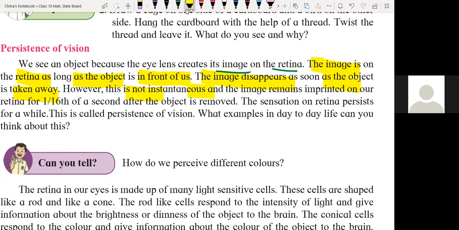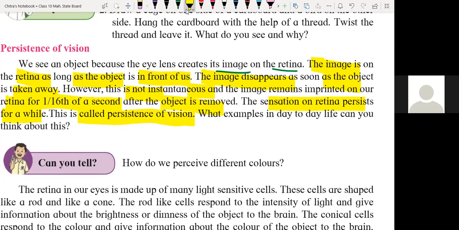जैसे हमने हटाया और इमेज भी रिमूव हो गया, ऐसा नहीं होता. The image remains there for about 1/16th part of a second after removing the object from in front of our retina. The sensation on the retina persists for about 1/16th part of a second after the object is removed. This is called persistence of vision. So you just have to remember the time period. It is 1/16th part of a second.